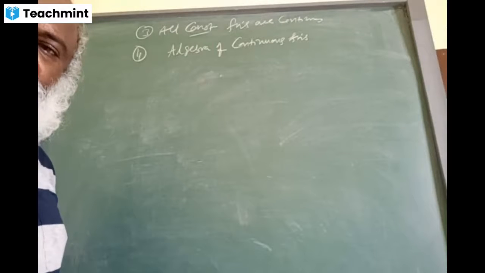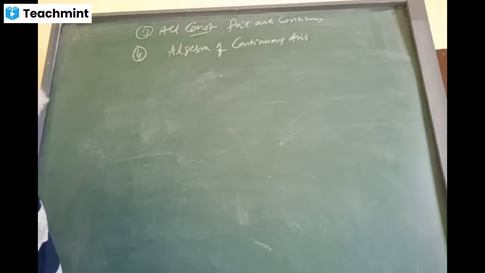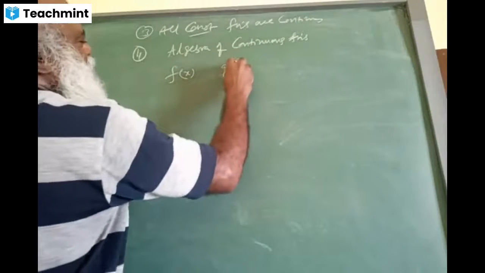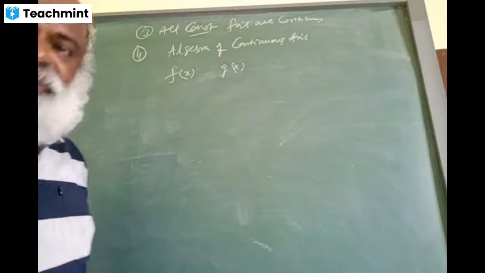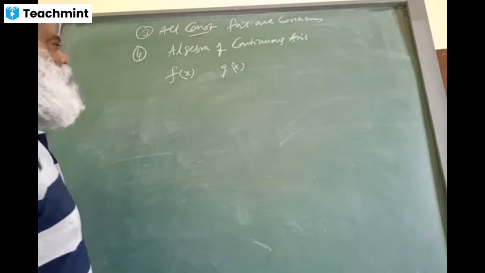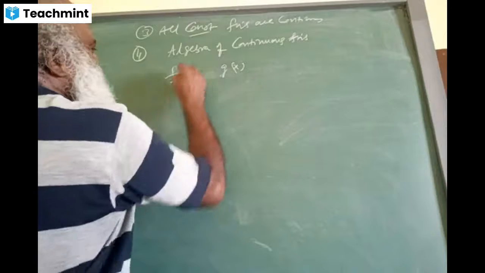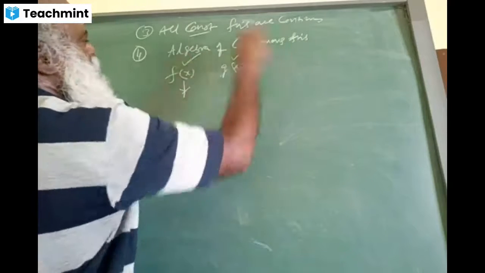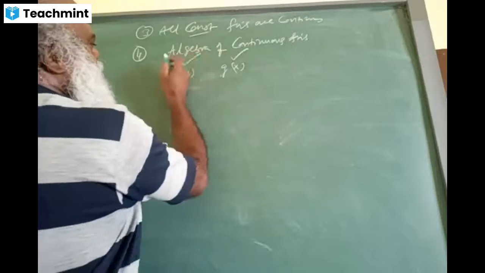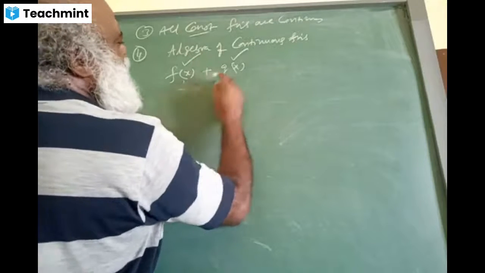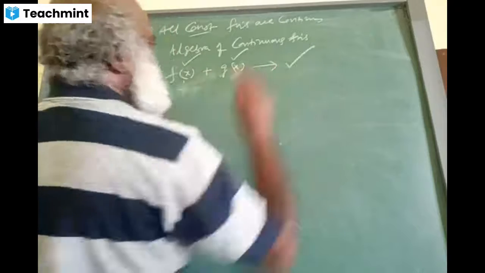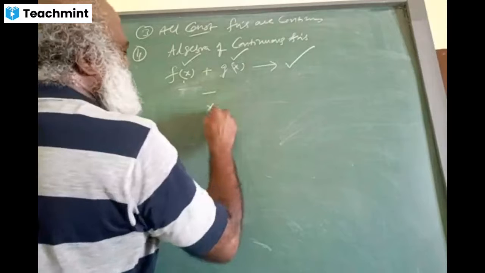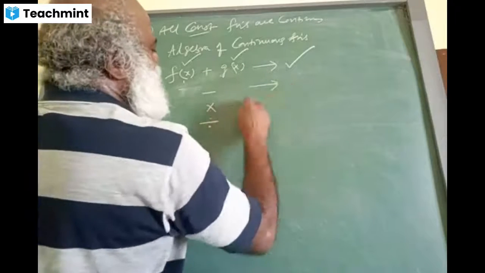What is this algebra of continuous functions? There are two functions now. One is f of x and the other one is g of x. Two functions are with us. Friends, if f of x is continuous and g of x is continuous, then f of x plus g of x is also continuous. Please understand this. Not only plus, but minus, multiplication, division, all of them are continuous functions.